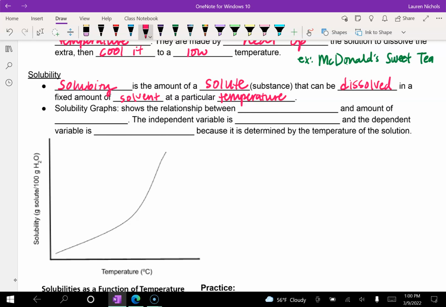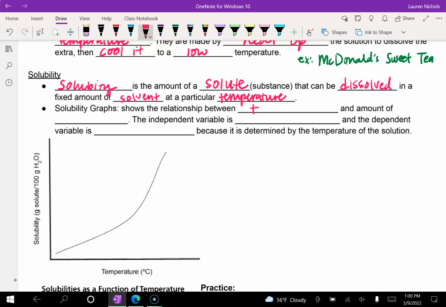If I have a little bit of water, I can only dissolve a little bit of sugar. If I have a large amount of water, I can dissolve a large amount of sugar. You have to have a certain amount of water and a particular temperature. And this can be represented by a solubility graph.